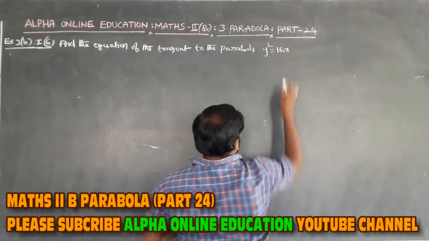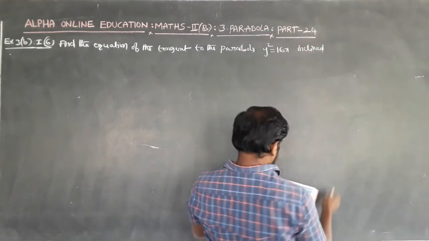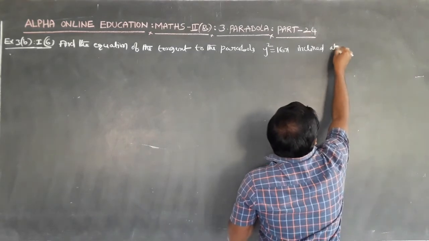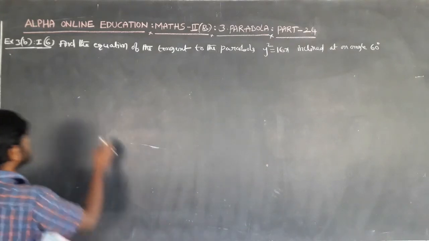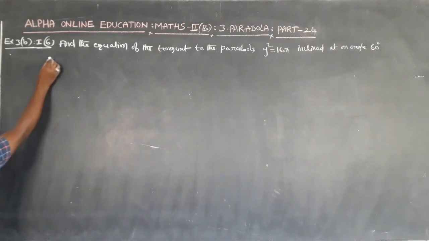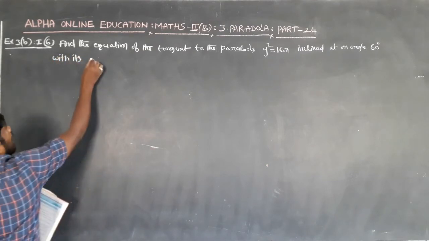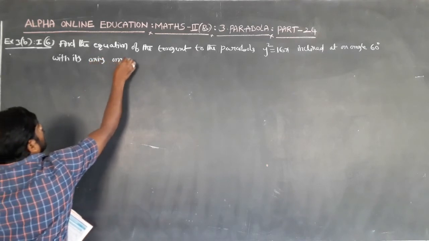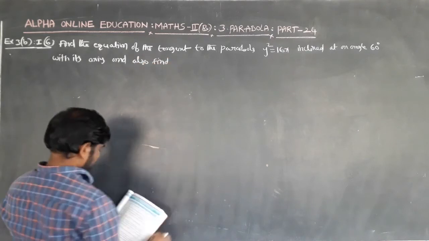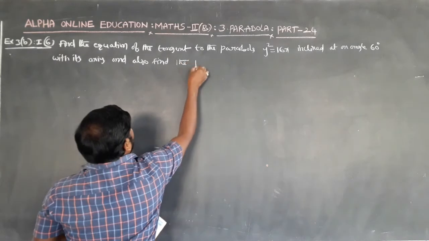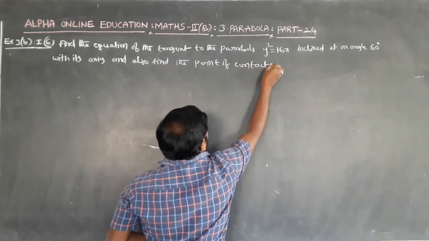y square is equal to 16x inclined at an angle 60 degrees with its axis, and also find the point of contact.